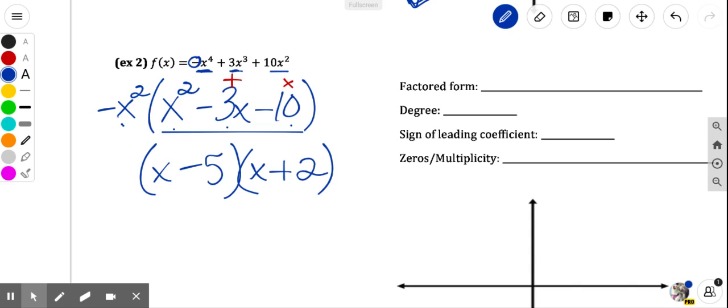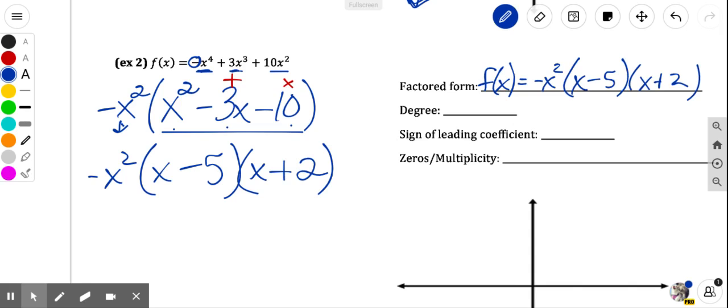Remember, when you have a positive and a negative, the higher one, so 5, takes the sign of the middle term. So whatever the middle term sign is, that's what the bigger factor is going to be. Okay, we also need this negative x squared still out in the front, and so that's our factored form. So I'm going to write that right here. Negative x squared, x minus 5, x plus 2.